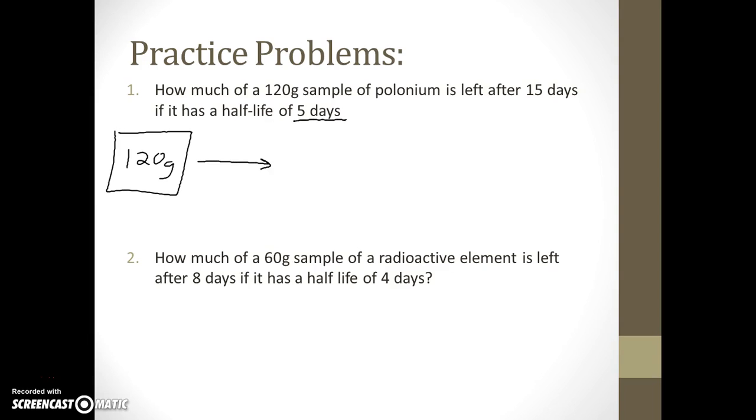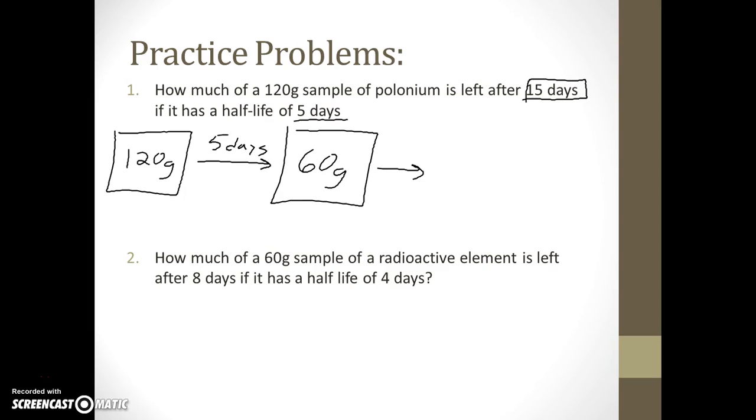It says a half-life of 5 days, so I'm going to put 5 days. And we are left with half of 120 grams, so that would be 60 grams. Okay, we are going to 15 days here. So we have 5 days. We're going to do another arrow that is now 10 days. Another 5 days gives us 10. And then another arrow after that would give us our 15 days. So that's what we're looking for.